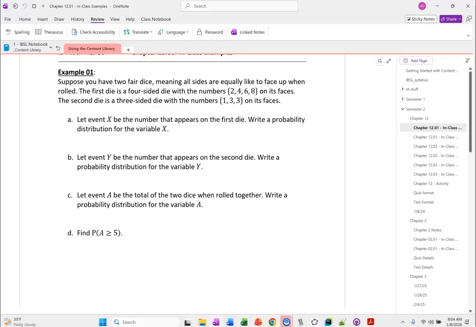Suppose you have 2 fair dice, meaning all the sides are equally likely to face up when rolled. The first die is a 4-sided die with the numbers 2, 4, 6, 8 on its faces. The second die is a 3-sided die with the numbers 1, 3, 3 on its faces. Let x be the number that appears on the first die. Write a probability distribution for that variable x.